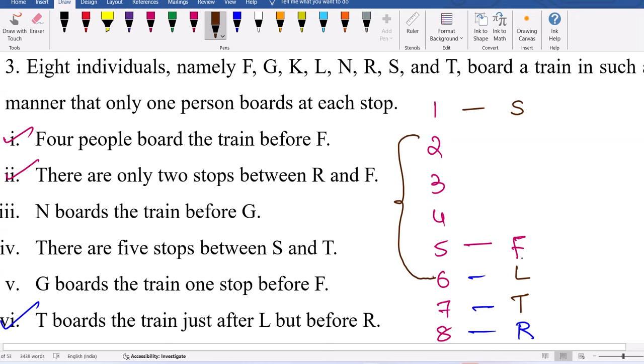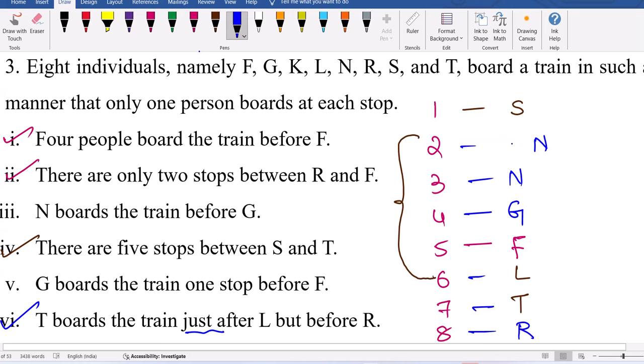G boards the train 1 stop before F. N boards before G. Okay, this is also completed. Guys, now we have the 3rd and 5th statements available. G, 1 stop before. 2 stops between is different. 1 stop before means G is here. N boards the train before G. Is it just before or immediately before? That's one area we need to focus on, because just means immediately. So it can be N here or N here. There is a dilemma: they said before, not immediately before. That's one area I am worrying about.